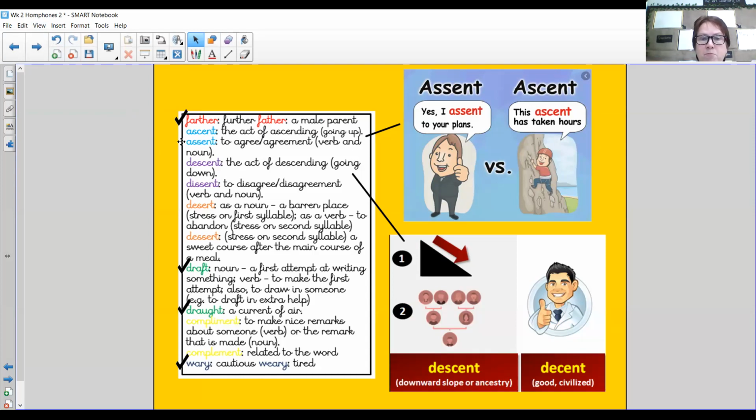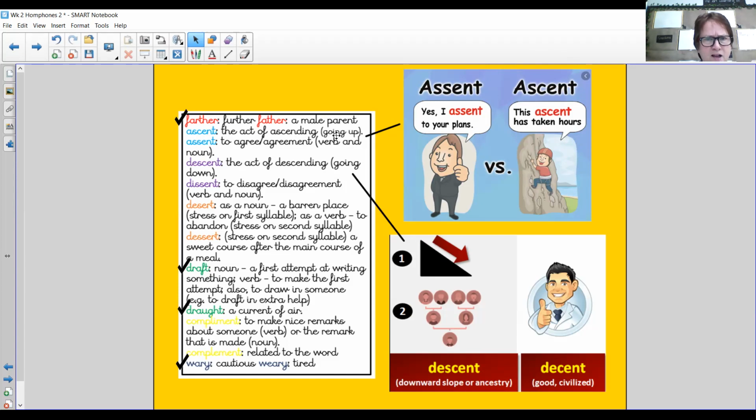We've got these two here in blue, ascent and assent. So two different spellings. The first one, obviously in this order, they're different to the ones that I've written down here. So let's look at them as they're written. A-S-C-E-N-T, which is this one. This ascent has taken hours. So that you're going down something, the act of ascending. Oh, not ascending, that's descending. Going up, sorry. This ascent has taken hours.